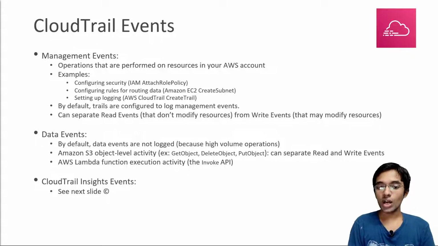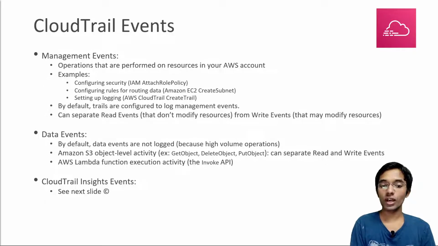So then you have data events. They are separate, and by default data events are not logged because they are high volume operations. So what are the data events? Well, you have Amazon S3 object level activity, for example, GetObject, DeleteObject, PutObject, and as you can see, this can be happening a lot on an S3 bucket.